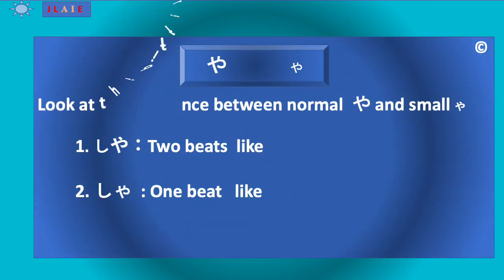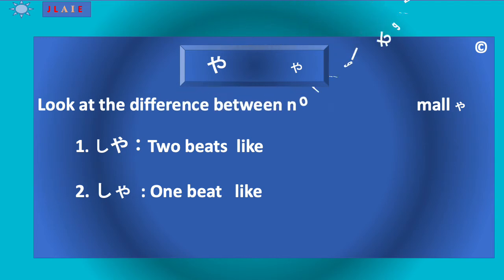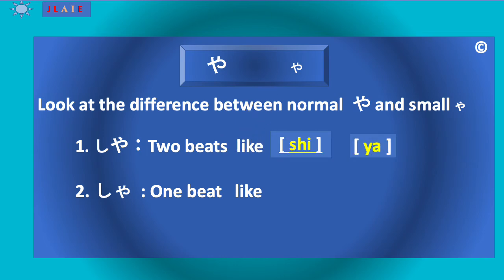Look at the difference between normal ya and small ya. Number one, shi ya. There are two beats, like shi and ya. Number two, sha. There is one beat, like sha.